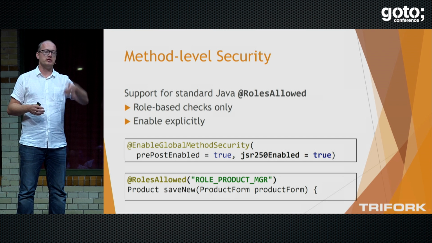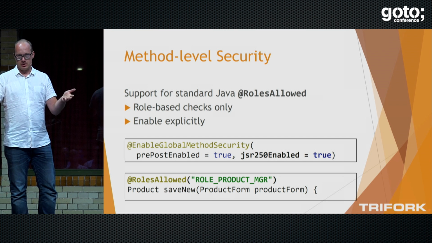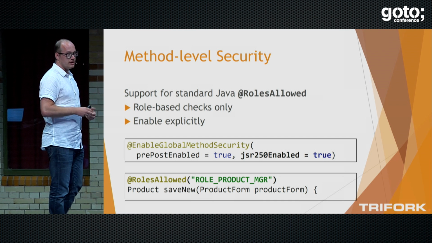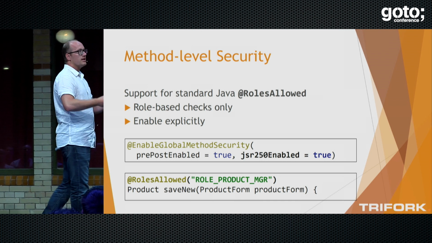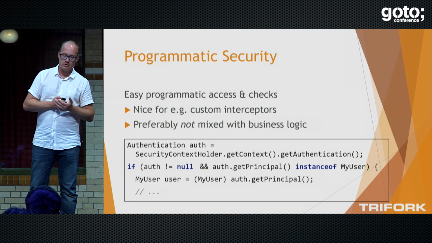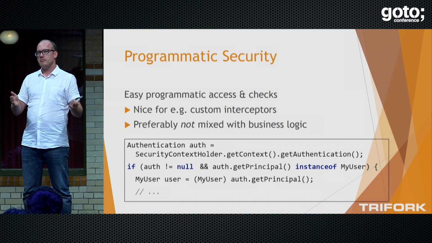So in general, I just forgo this completely, and I would advise you to just use the pre and post authorize for everything, because you can do role-based with that, but also so much more. Right? So that's declarative method level security.